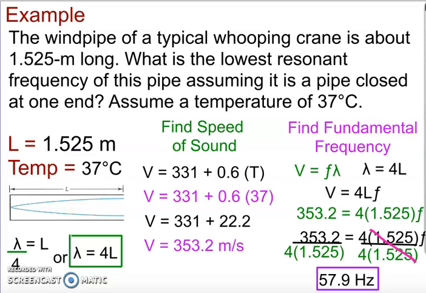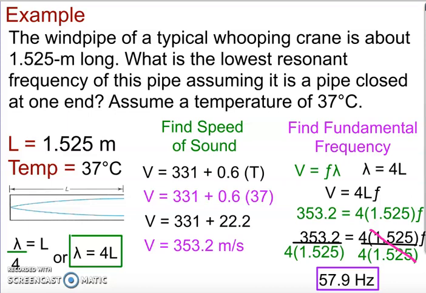57.9 hertz. Now remember, that fundamental frequency would be the lowest standing wave pattern that could form. That means that's the lowest note that the windpipe of a typical whooping crane can support. So they cannot make sounds lower than 57.9 hertz. Now as they squawk higher, they could make multiples of that value if we were looking for the harmonics. Remember, the second harmonic would be double this value.